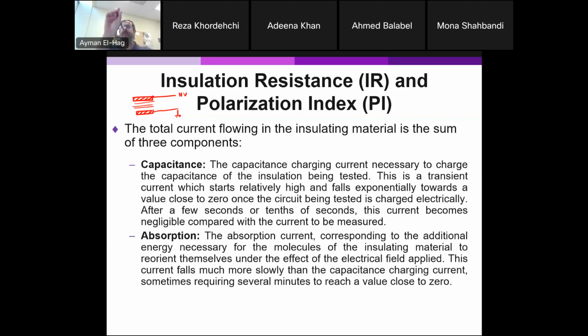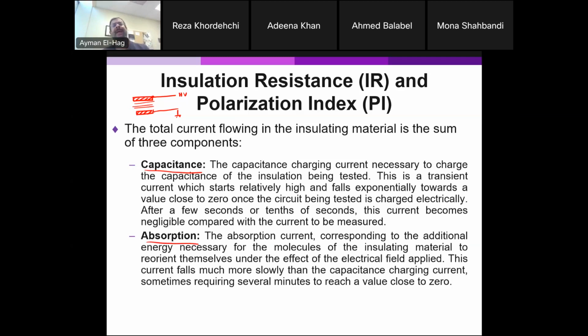When you start to align them, at first they are random, and then they will start to align with the electric field. Once you start to align, the current starts to decline. That current is the energy spent to align those dipoles until they are fully aligned. So these two currents eventually die to a very, very small value.